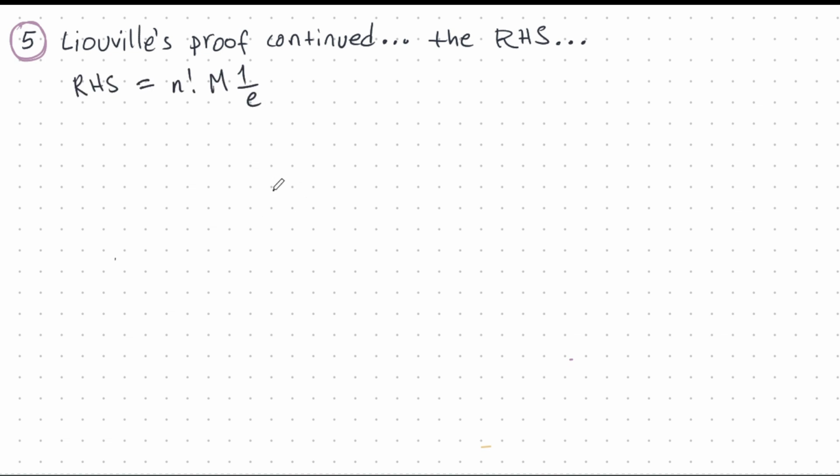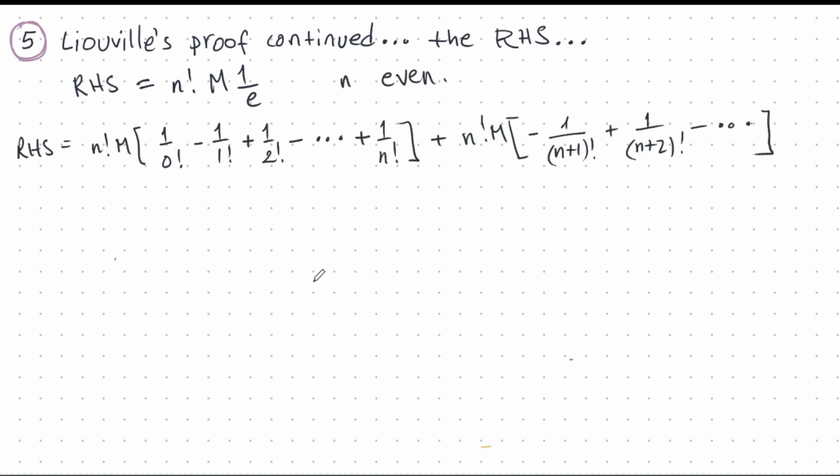A similar analysis for the right-hand side is more involved. Recall that the right-hand side is n factorial big M 1 over e, and that n is chosen to be even. Employing the usual strategy, we can split our series up. And recall that because n is even, this sign here ends up to be plus. It works out to be plus. I'm sure you can see that if you think about it for a second. As before, let's call this a. And let's call this b.